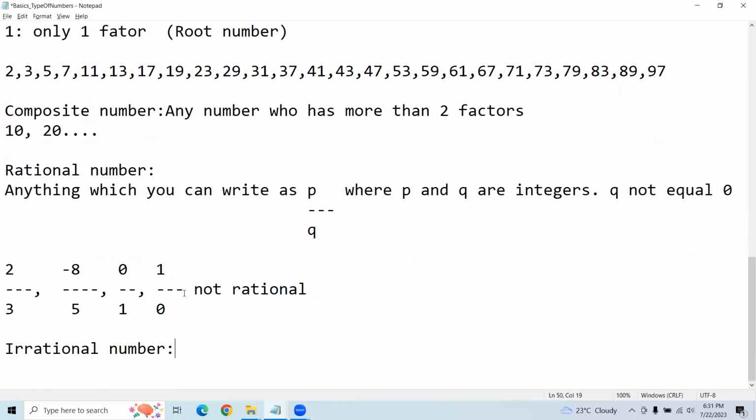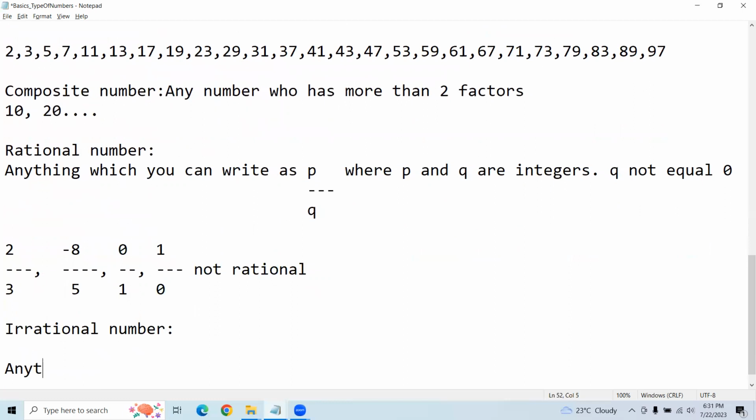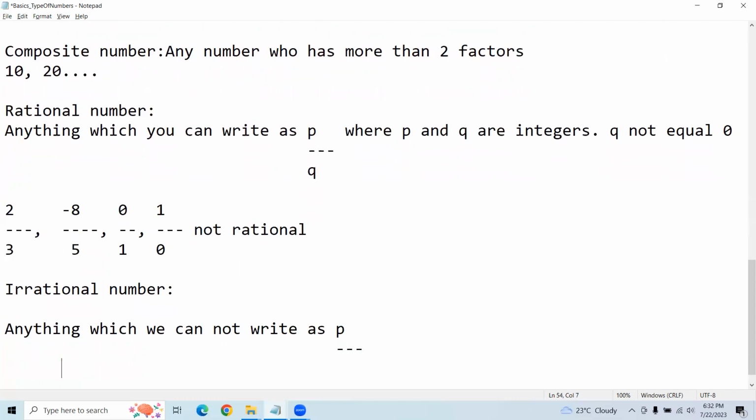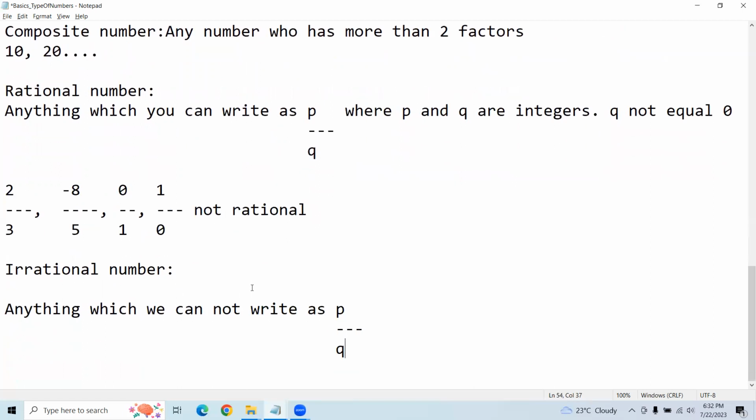Now let's look at the irrational number. Anything which we cannot write as P upon Q. Whatever is the opposite of rational, we get that as irrational. So whatever we cannot write as P upon Q, where P and Q are integers and Q not equal to 0, this is called an irrational number.